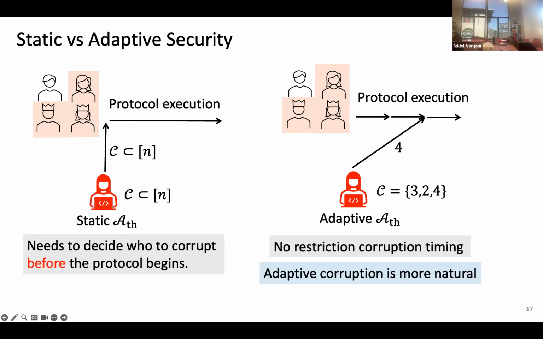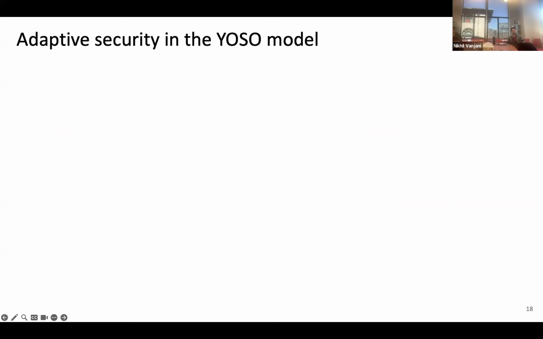So my take is that adaptive adversary is more natural because the adversary can look at the state of how the protocol is making progress and then decide to corrupt. I do want to say one thing about this YOSO model. They claim adaptive security in the YOSO model, but I do have some personal complaints. I want to find somebody and try to understand whether what they say is correct.